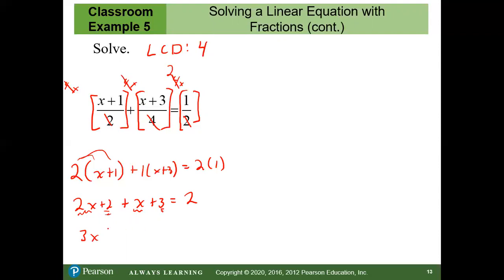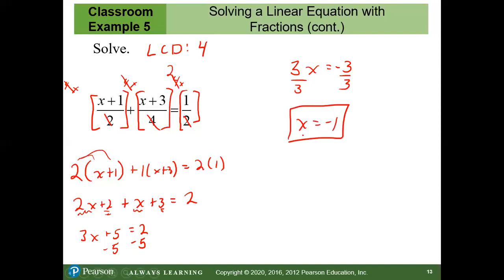2 and 3, when you combine those, you get, of course, 5 is equal to 2. And now we're down to some garden variety regular plane equation that all of us should be able to solve with little to no struggle. So this is going to be 3x is equal to negative 3. Divide both sides by 3. You get x is equal to negative 1.